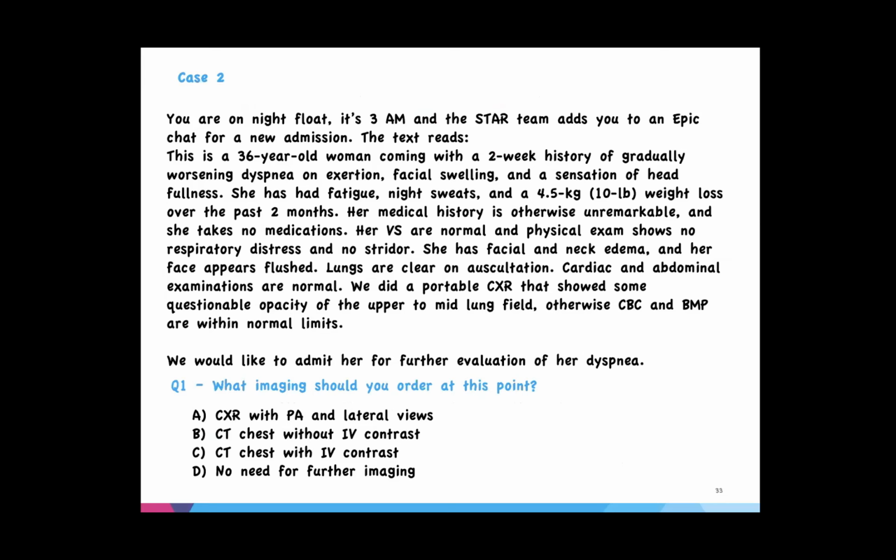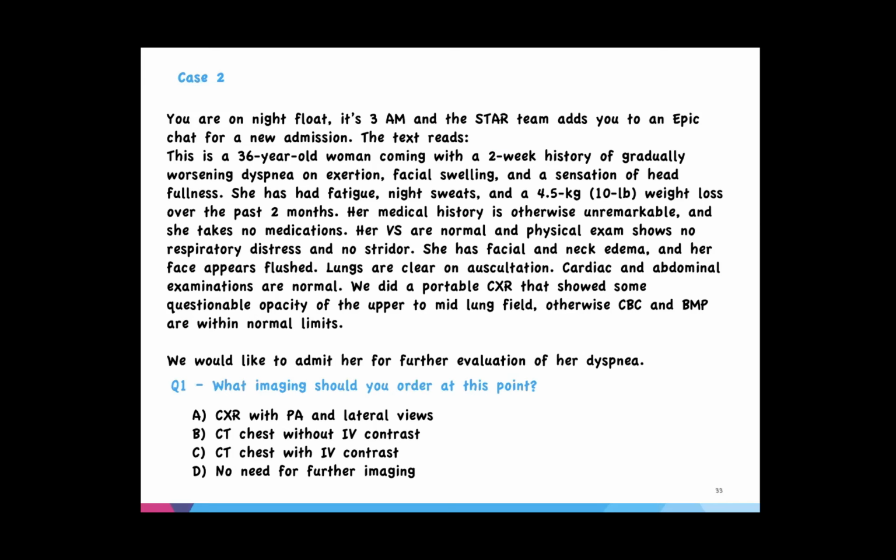Physical exam shows no respiratory distress, no stridor. She has facial and neck edema, and her face appears flushed. Lungs are clear, cardiac and abdominal exam are normal. We did a portable chest X-ray that showed some questionable opacity of the upper to mid lung field. Otherwise, CBC, BMP are normal. We want to admit her for further evaluation of her dyspnea.